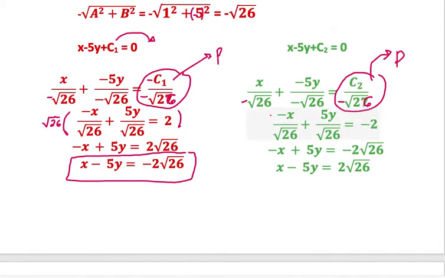Then, simplify by multiplying both sides by square root of 26. Okay. So, cancel, cancel, cancel. Then, negative 2 times square root of 26. So, that is negative 2 square root of 26. Then, since a is negative, change it to positive. So, x, then change the sign of the other terms. It will become minus, then negative 2 will become positive 2. So, the equation of the second line is x minus 5y equals 2 square root of 26. That's it.